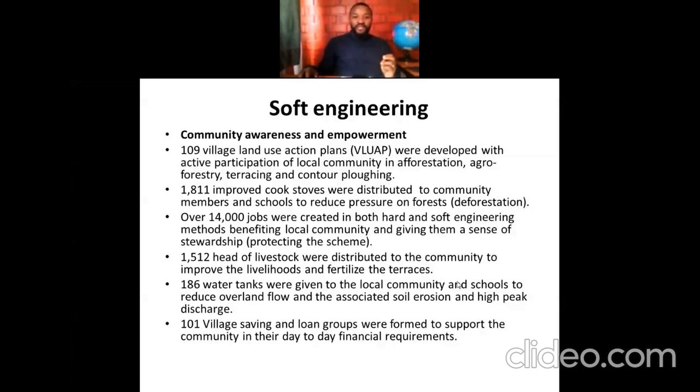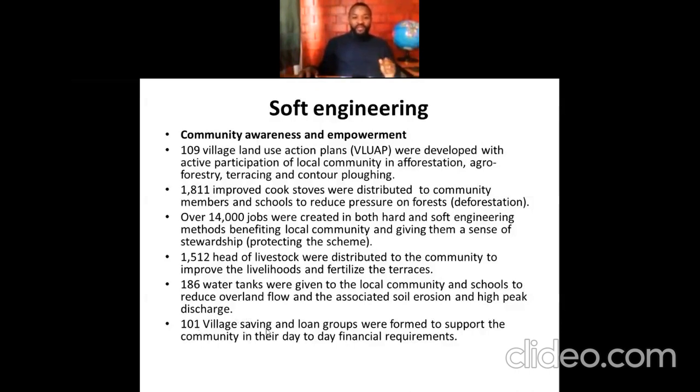186 water tanks were given to the local community as a way of harvesting rainwater and reducing surface runoff. Some schools were given, and even some homes were also given.